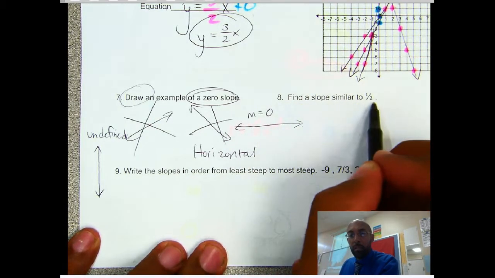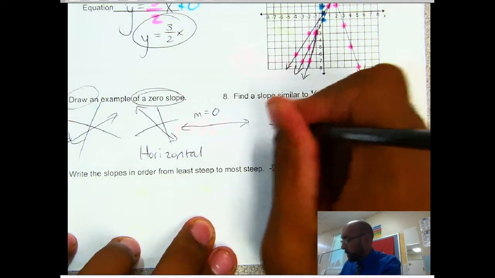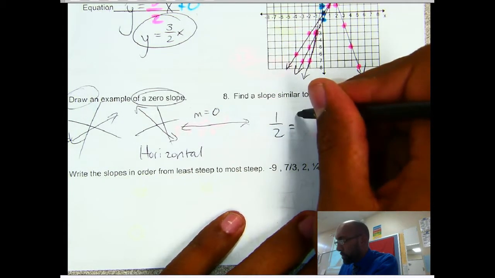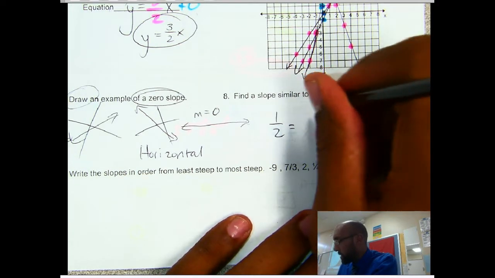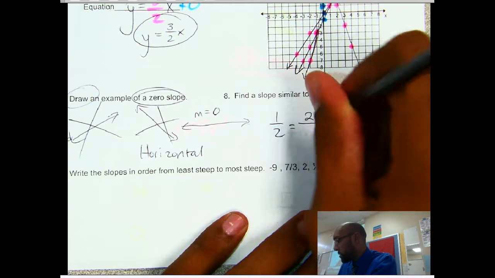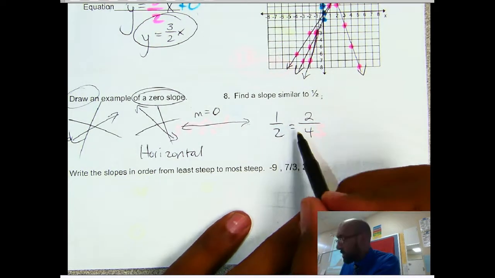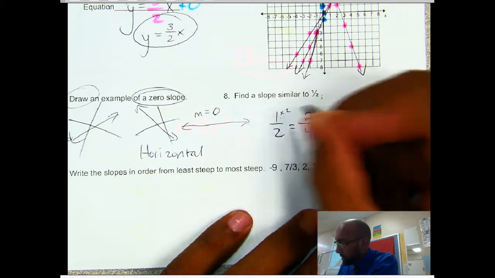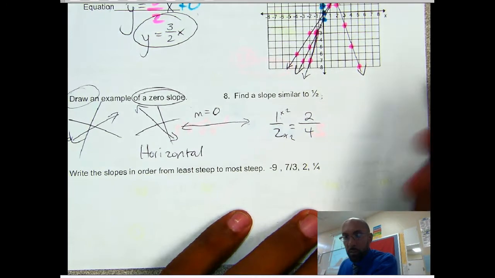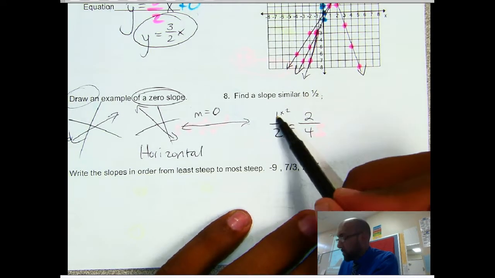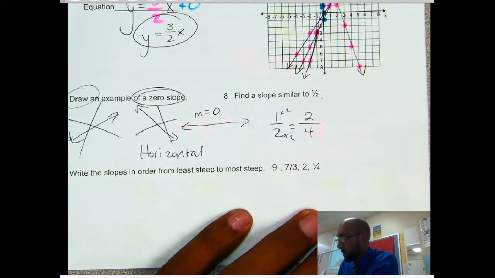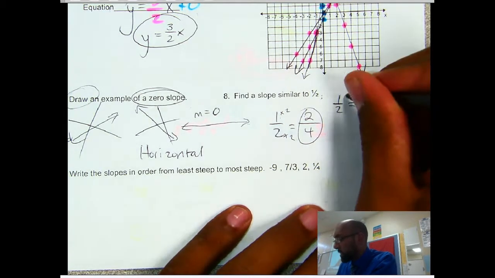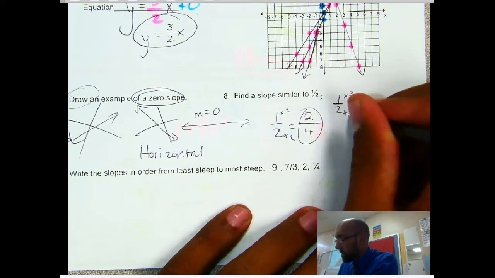Okay, find a slope similar to 1/2. That would mean up 1, right 2. The same thing might be up 2, right 4. And all you have to do is pick a number and multiply it. So let's say 1 times 2, and then multiply the bottom times 2. Just pick any number and multiply. So 1 times 2 is 2, 2 times 2 is 4. I'll do it again. Now let's do 3. So 1 times 3, and then 2 times 3.